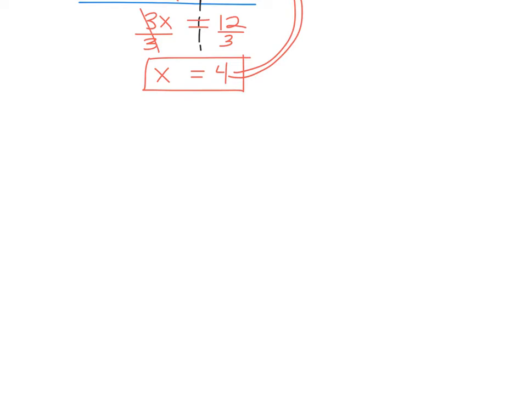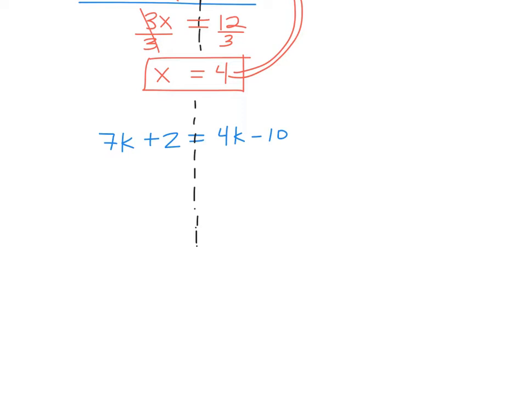Okay, next one. Let's say we are doing 7k. Oops, that's bad. Try that again. 7k plus 2 equals 4k minus 10. Okay, so again, here's our equal sign. We're working on both sides of that with k's.